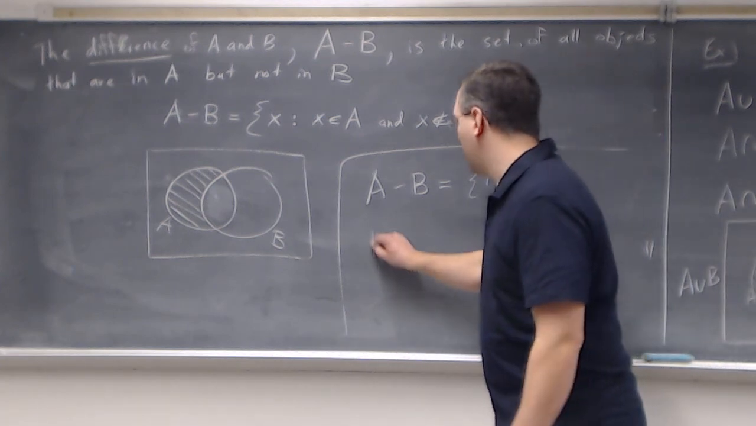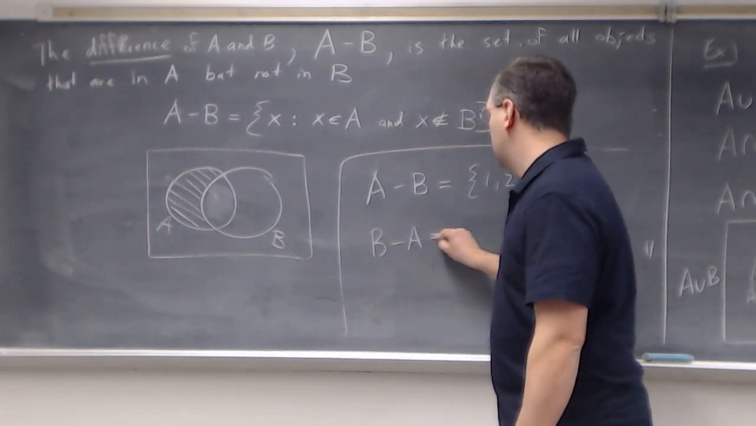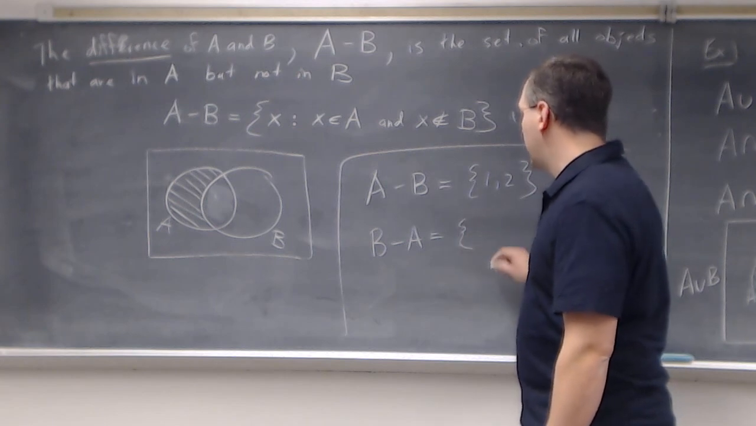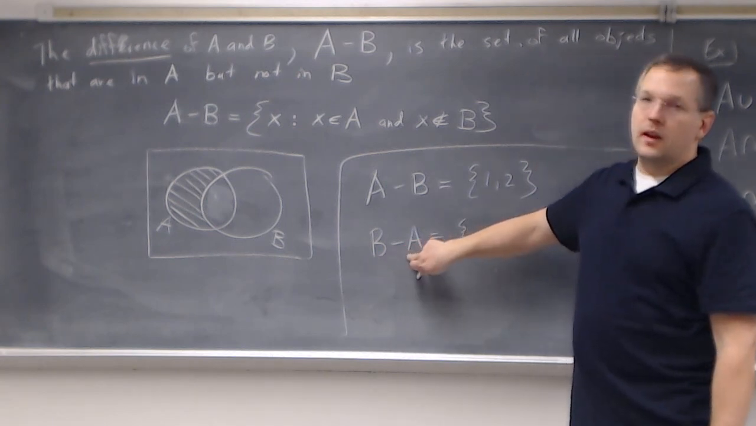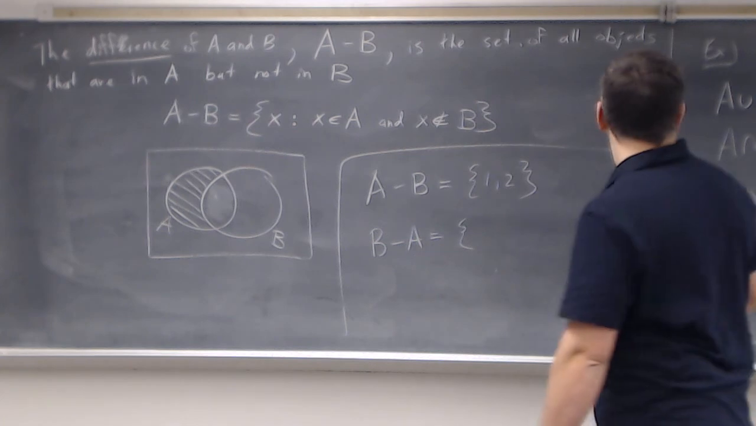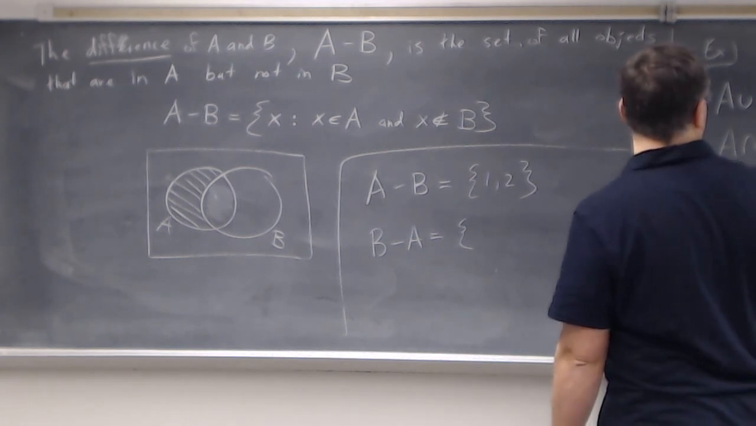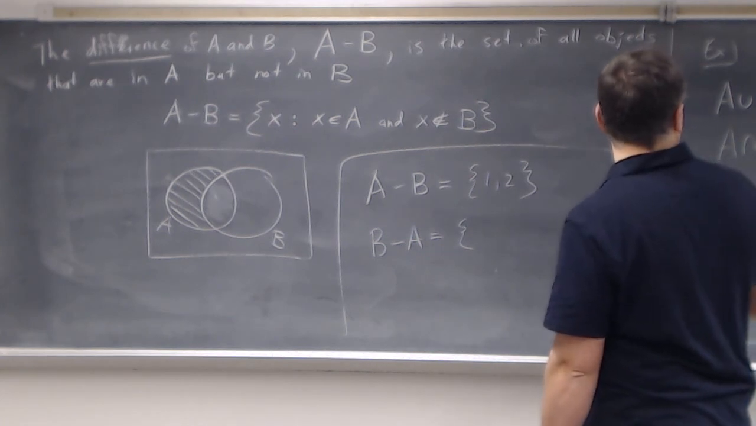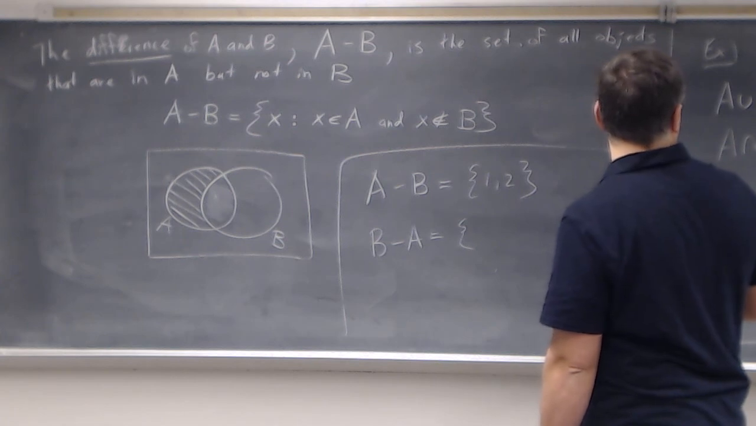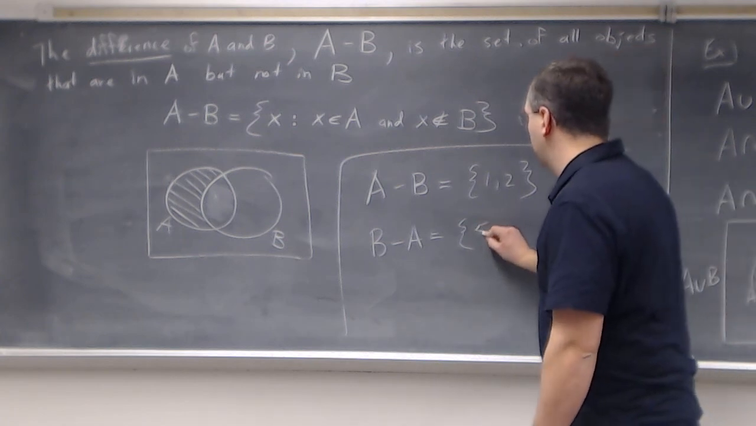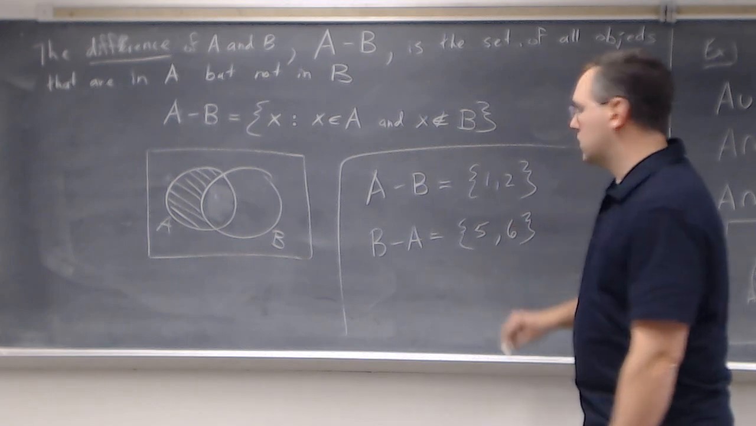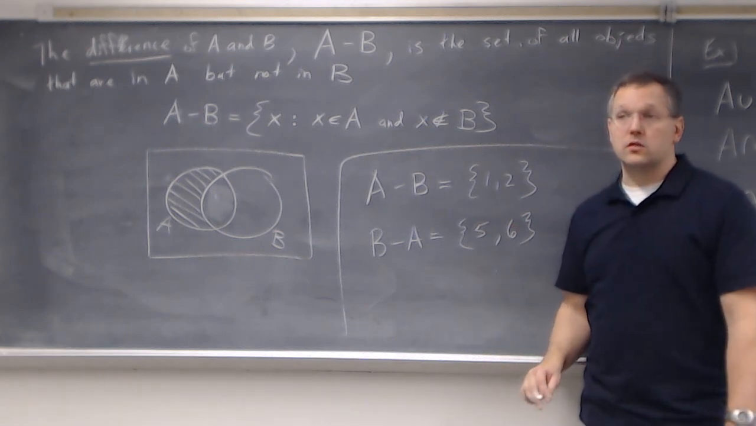Okay, so for the same example, what if we did B minus A? This would be any element that's in B and not in A. Well, B was the set 3, 4, 5, 6. So I have to get rid of the 3 and the 4. I'm left with just the elements 5 and 6.